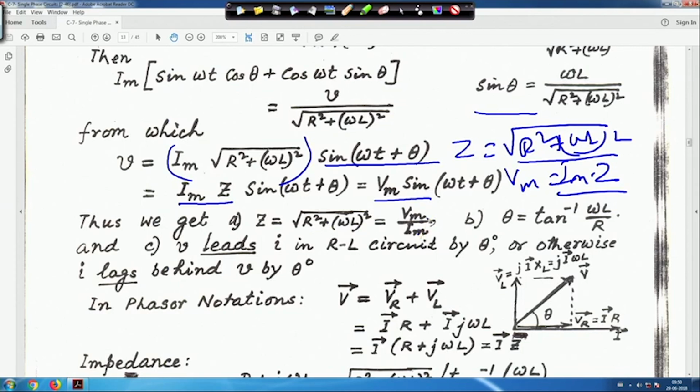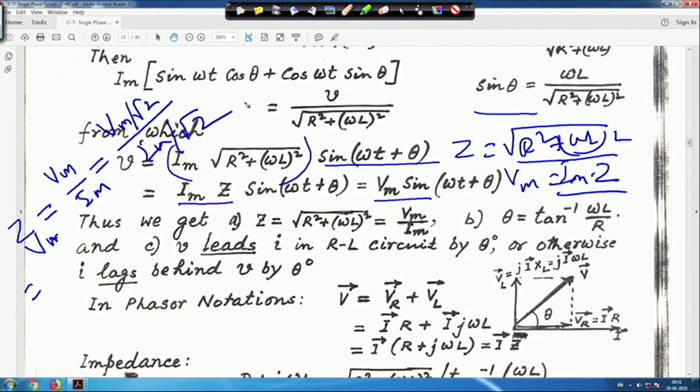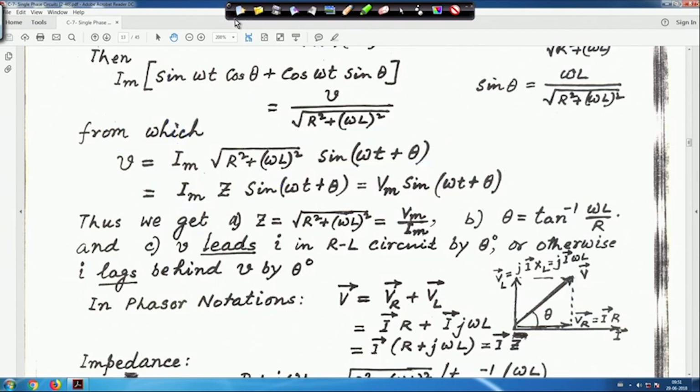So this Z, when we write Vm by Im, basically it is equal to Vm by root 2 divided by Im by root 2, that means the RMS value. That means Z, the impedance magnitude, is equal to Vm by Im is equal to V by I, where V is the RMS value of the voltage and I is the RMS value of the current. When you solve the numericals, we will use Vrms upon Irms, understandable, right?